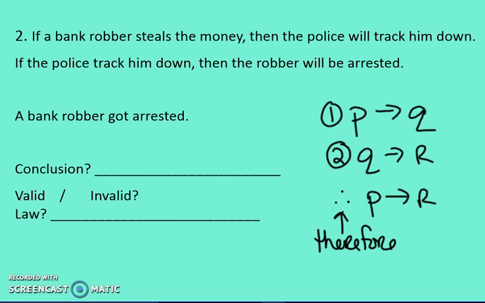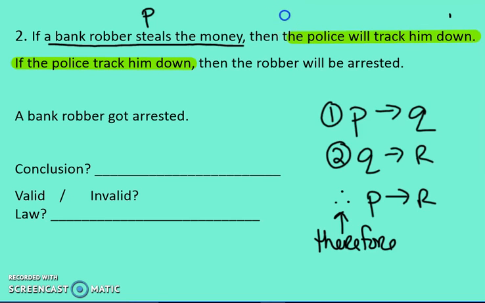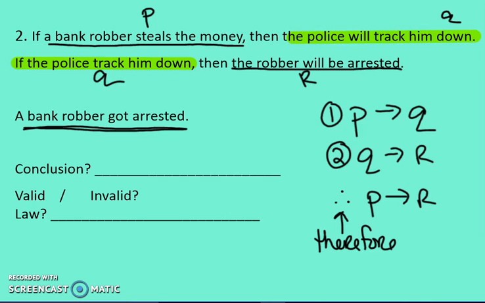So, if I look at this, I have P. I'm going to highlight my Q so that we can make sure that they're the same. If I look, the police will track him down becomes Q. The police will track him down is still Q. And the robber will be arrested is R. Now, if I look at that second line, a bank robber got arrested. Well, if I look back to my symbols, this is actually R. We can't start with R for our conclusion. We have to start with P.